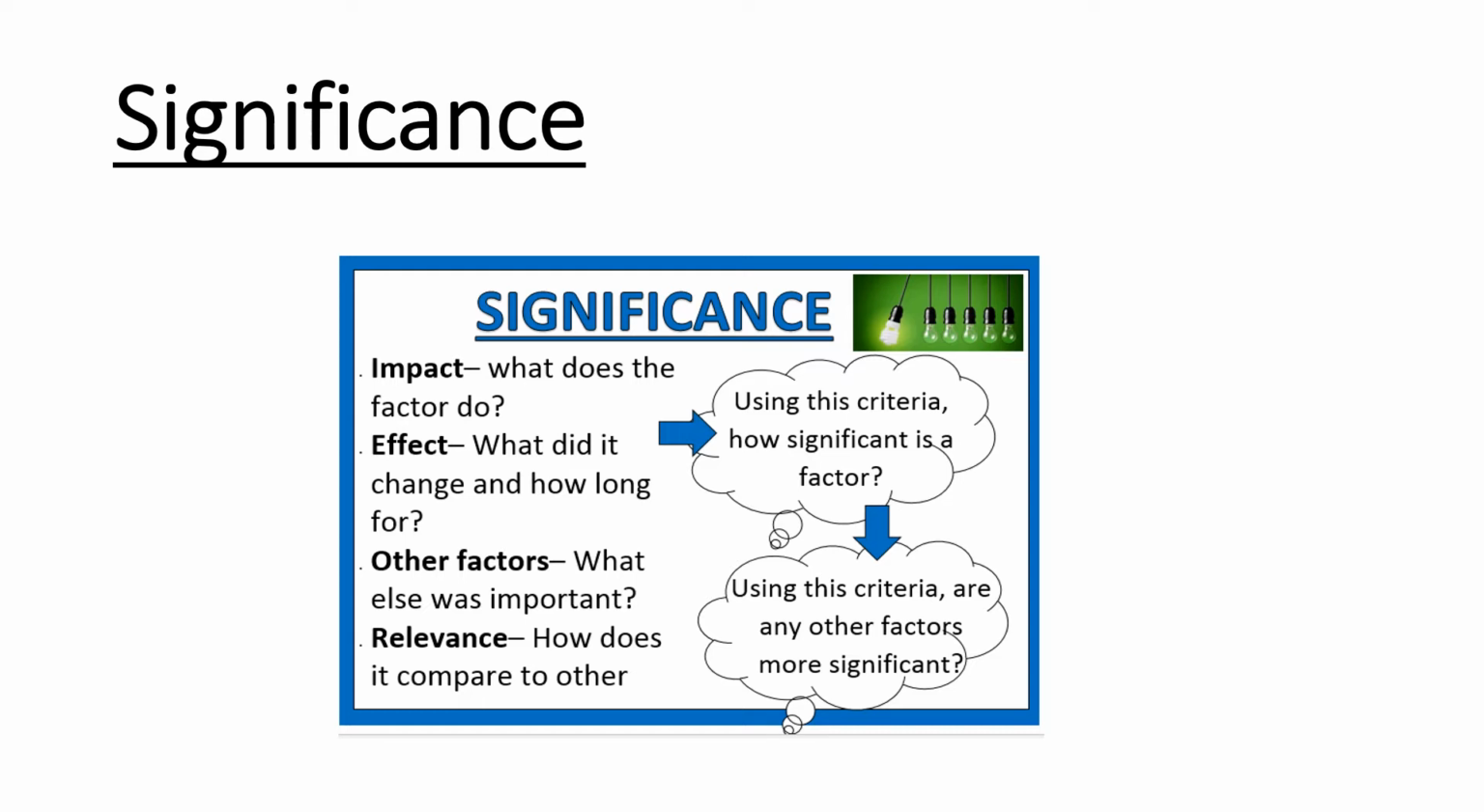Sometimes you will be asked to look at other factors. So what else might be more significant? And therefore also relevance. So how does it compare to other factors? So something may well be more significant than something else. So that's the criteria you will use when looking at significance. So I suggest you note those down somewhere if you're going to be looking at significance a lot.